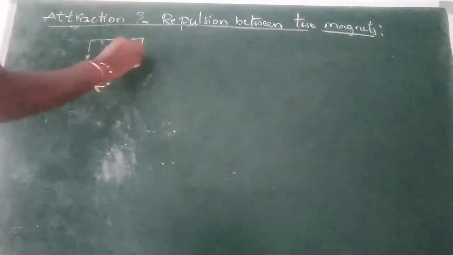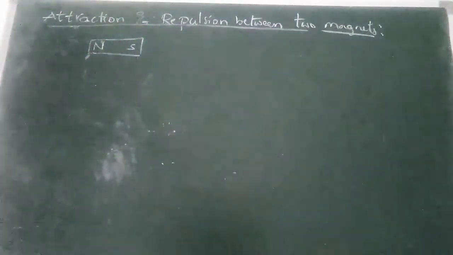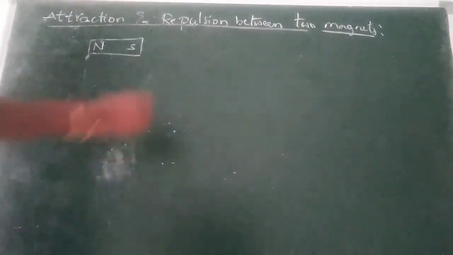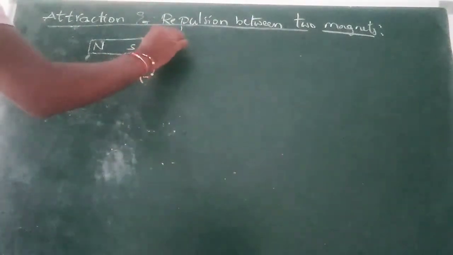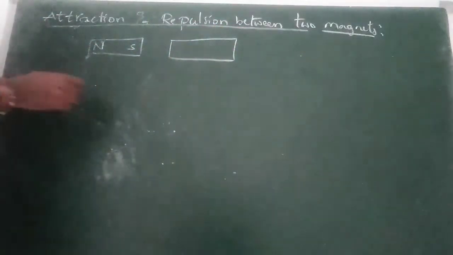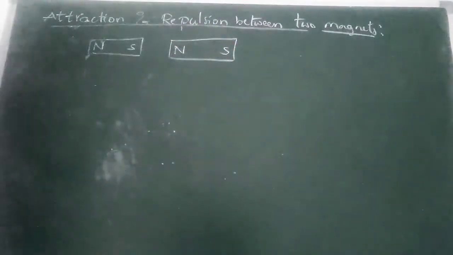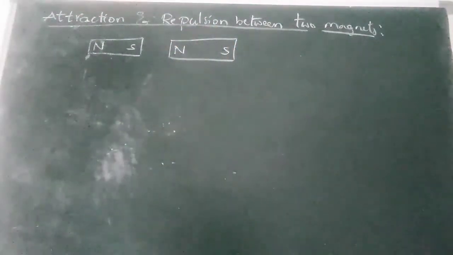Yes, the topic is about attraction and repulsion between two magnets. As we know, a bar magnet has two poles, a north pole and a south pole. If we take two bar magnets, each having a north and south pole, the topic here is attraction and repulsion between the two magnets.